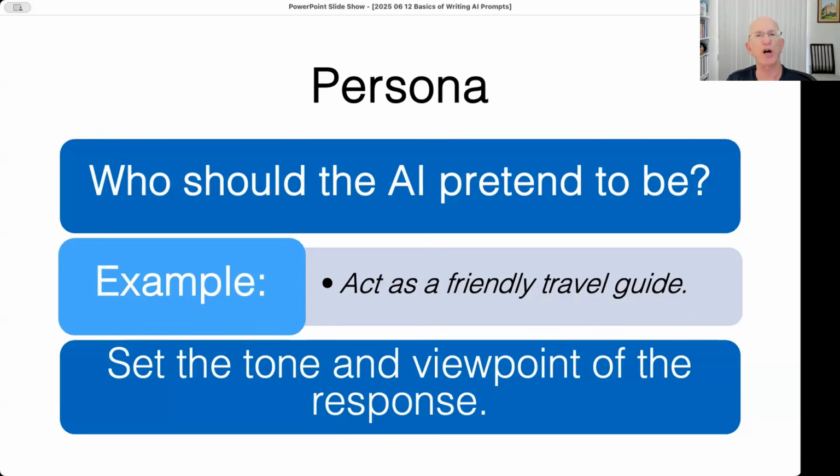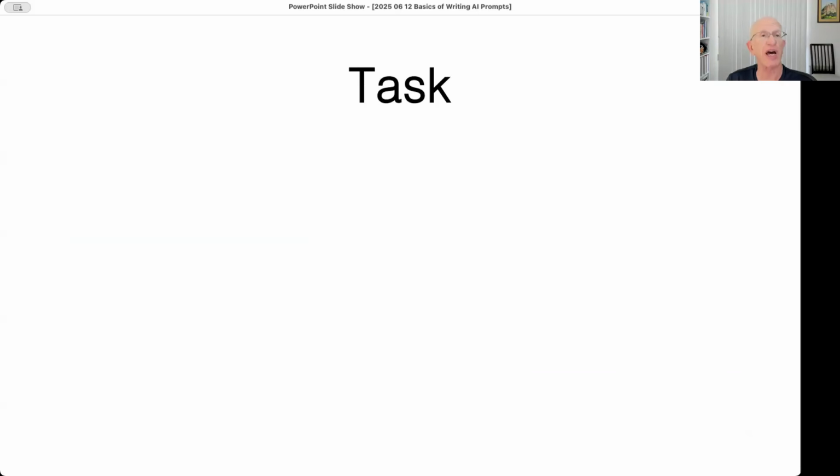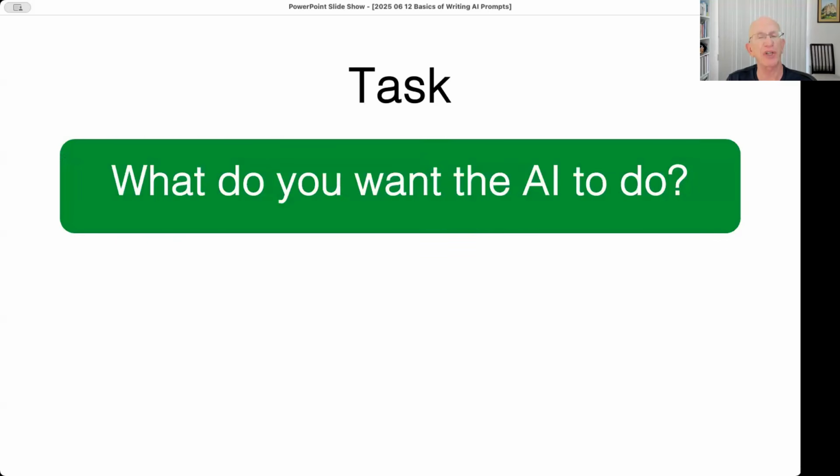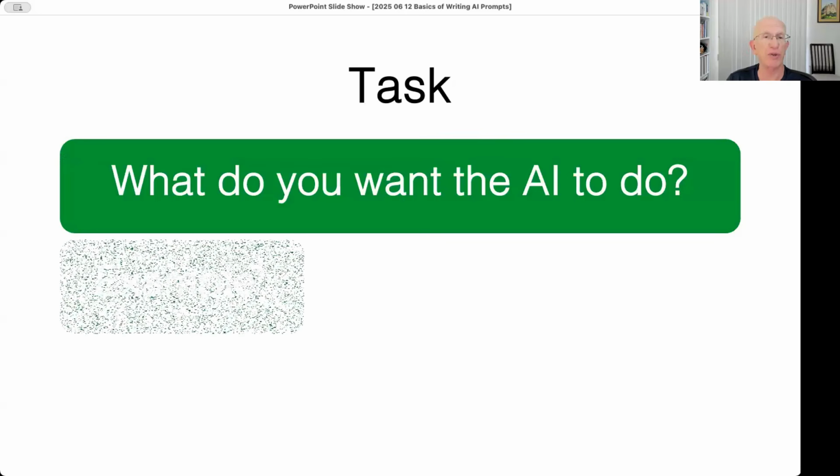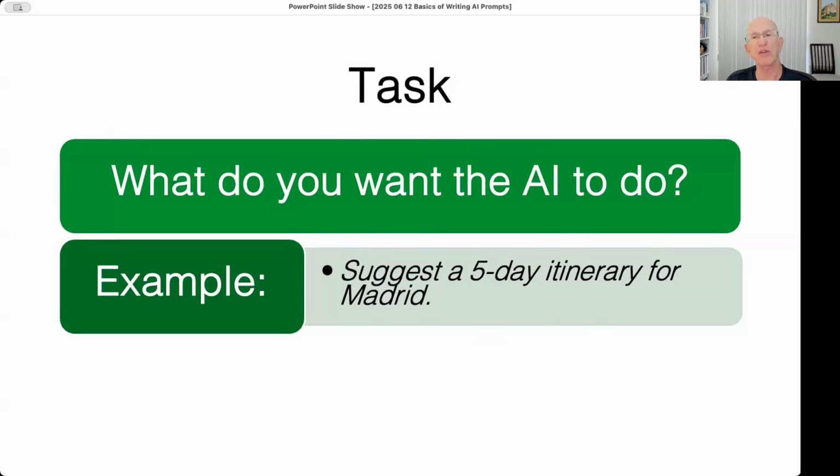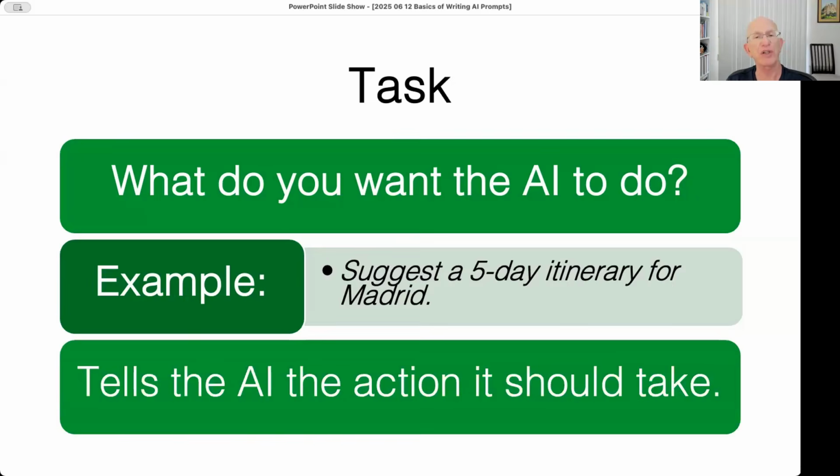There's 4 parts to a prompt that we're going to work on. The next thing is the task. And most people typically just start with the task. And that's, what do you want the AI to do? And a common request might be, suggest a 5-day itinerary for Madrid. Okay, so we've asked it to do something. So you could ask it, tell me about lawnmowers, give me an idea for a low carbohydrate diet, whatever. So that's what you want it to do for you. And it's going to be giving it the action that it should take. What is it you want it to do?